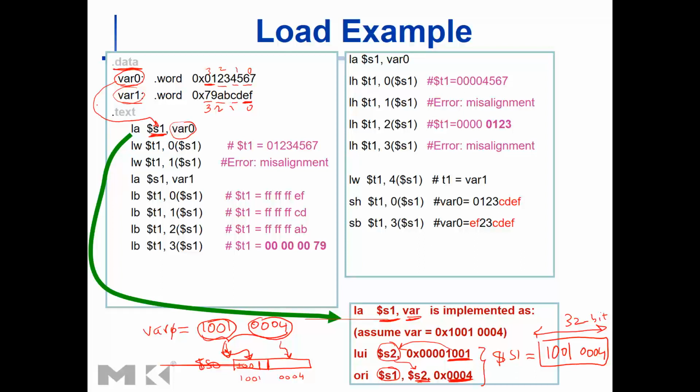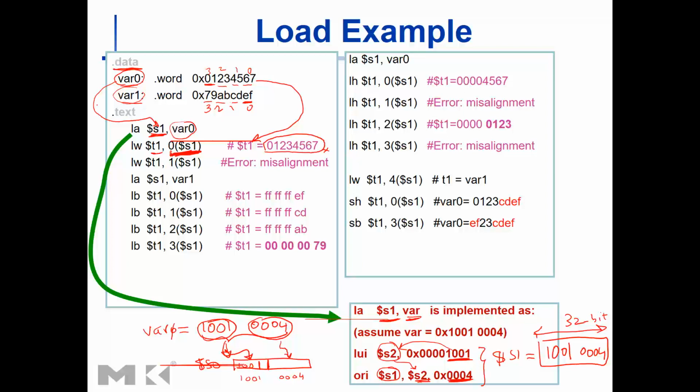So when I say load the word at address var0 plus displacement of 0 to T1, I will load the entire word into T1. So T1 now will have 0, 1, 2, 3, 4, 5, 6, and this is, by the way, a hex number. So this is 32-bit.